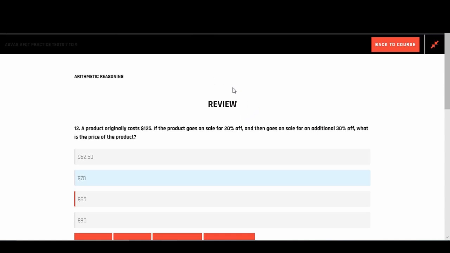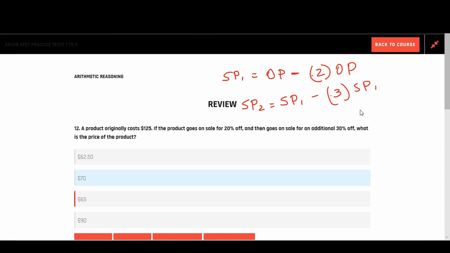So again, this one had two different sale prices. So I'm going to call this one sale price 1. And we can find that by taking the original price minus 0.2, or 20%, times the original price. This says sale price 1 is equal to the original price minus 20% of the original price, the 20% discount. Okay? Then we're told that there's an additional 30% off. So I'm going to call this sale price 2. That's going to be sale price 1 minus 0.3, which is 30%, times sale price 1. Okay? And this will tell us what the final sale price of the product was. Okay, so we have to do these two things to get the right answer. So let's go ahead and work on that.